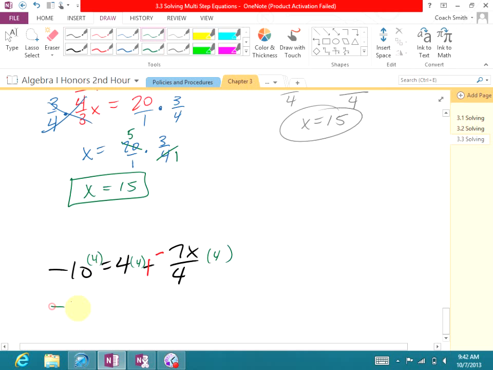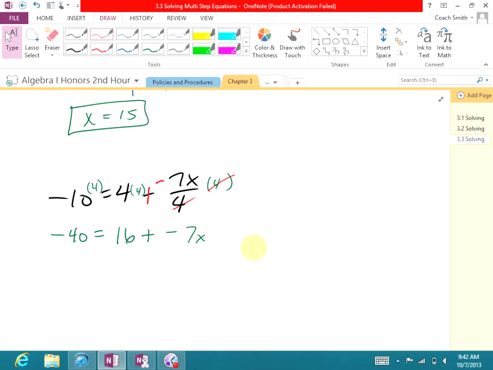Okay? And so that gives me negative 40 equals 16 plus negative 7x. The reason that's negative 7x is because those two 4's cancel each other out. Now, you solve it from that point.